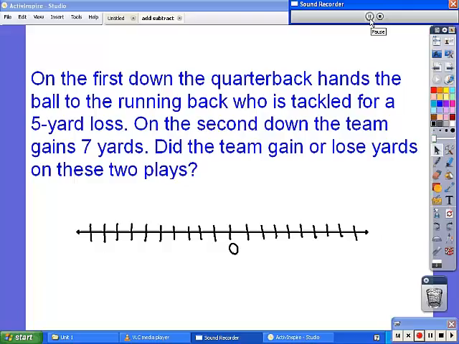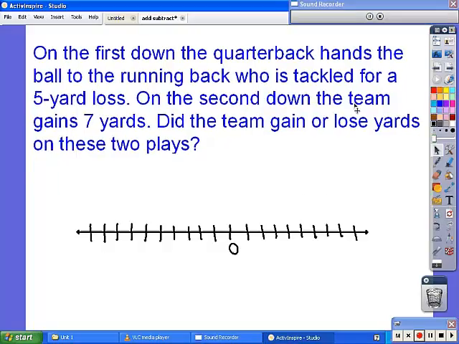All right, today we're going to talk about adding and subtracting integers, and remember, integers are whole numbers and their opposites, so like -8, 0, 2, those kind of numbers. So let's look at it from a football example here.